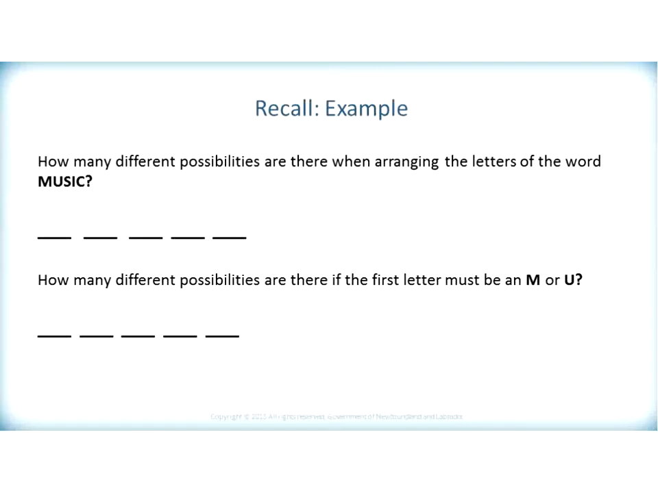Let's look at an example. How many different possibilities are there when arranging the letters of the word music? Since there are 5 letters, and we cannot repeat each letter, there are 5 options for the first position, 4 options for the second, 3 options for the third, 2 options for the fourth, and 1 option for the last. 5 factorial, which is equal to 120 different options, or possibilities.